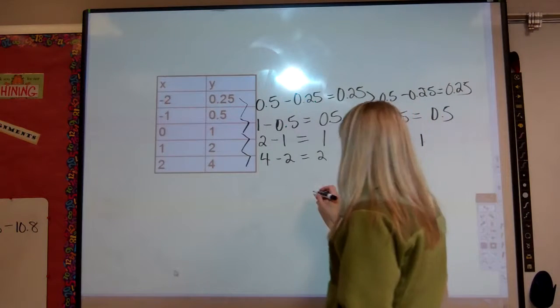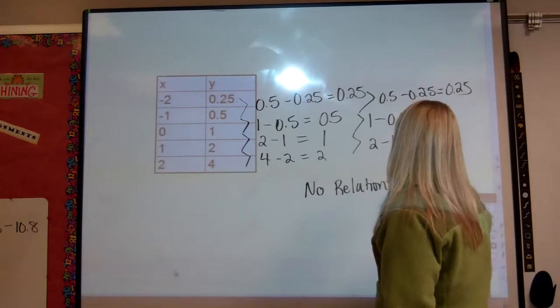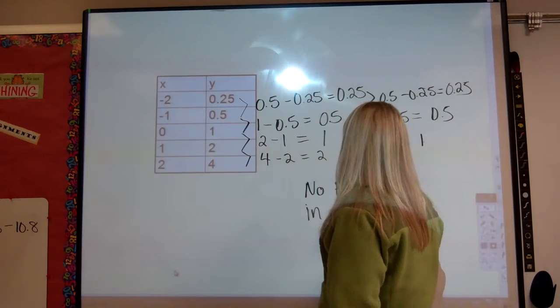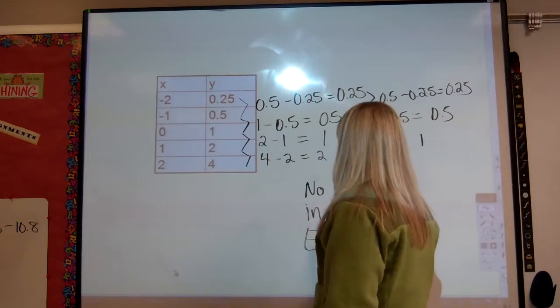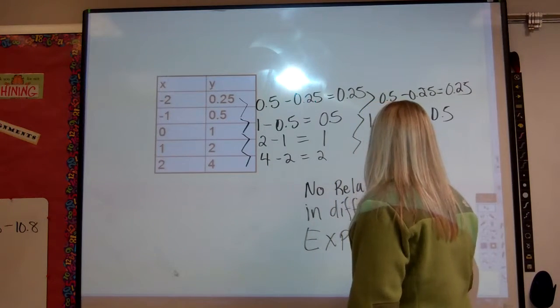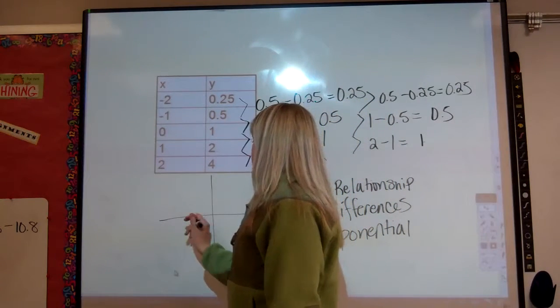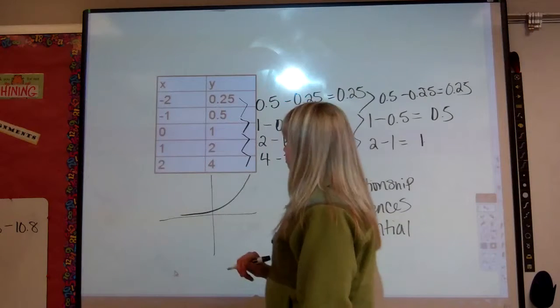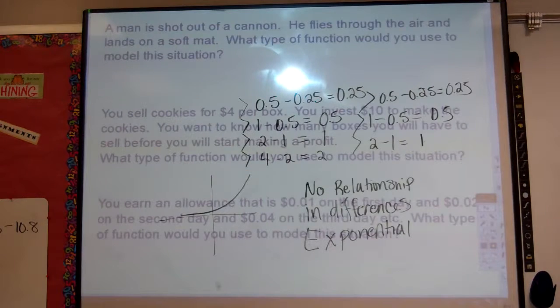In this case, when that happens, no relationship in differences, then that's exponential. And in this case, the graph is going to start rising very slowly and then increase rapidly. So the graph will look like that. Now, the other place that we can decide whether we've got linear, quadratic, or exponential is in story problems. And again, I would pause this video so that you can write down the notes.